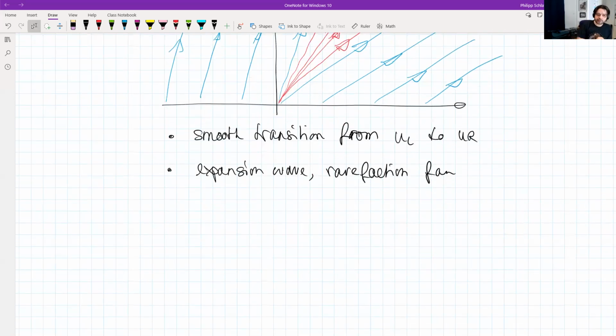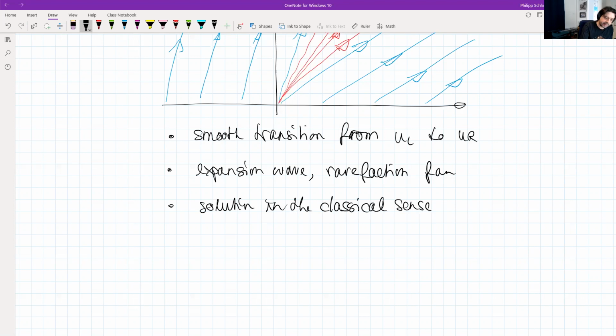If you just let me finish this for one more minute. As I said, this is a smooth solution. This is a solution in the classical sense. So there is no discontinuity, which also means that, because there is no discontinuity, we do not even need to satisfy an entropy condition with this solution, because it's isentropic. There is no jump. There is no discontinuity condition.